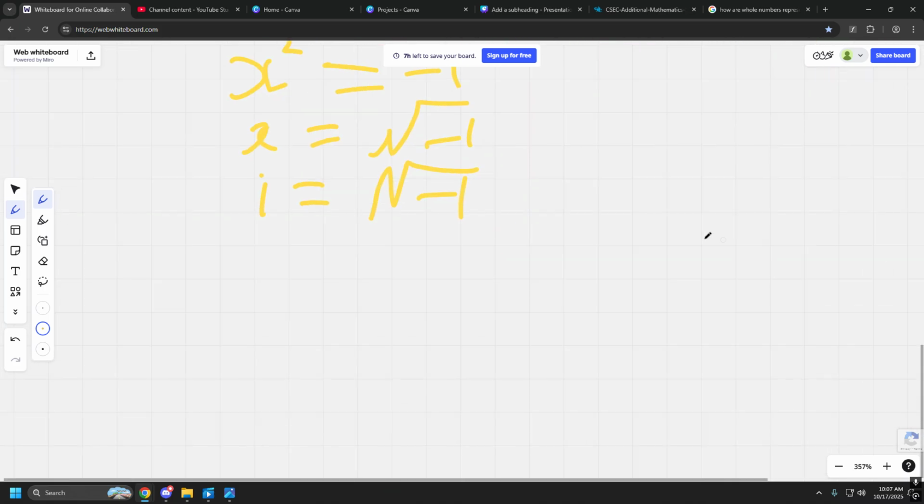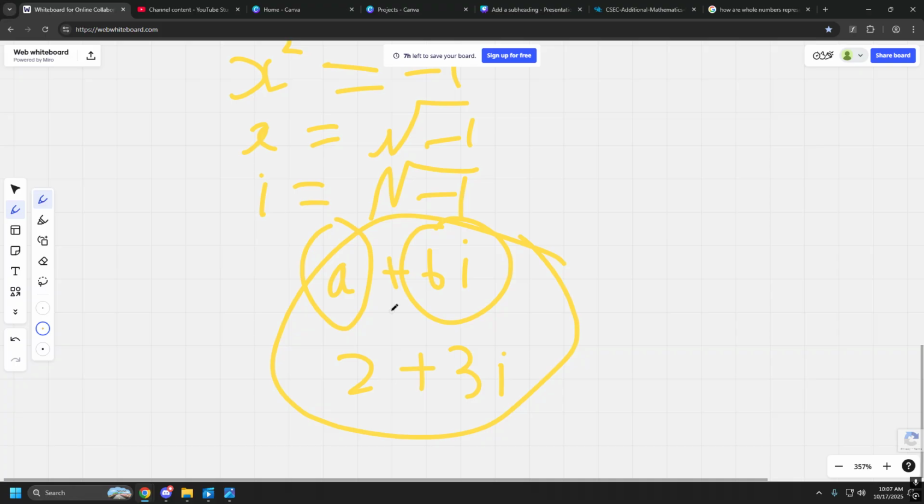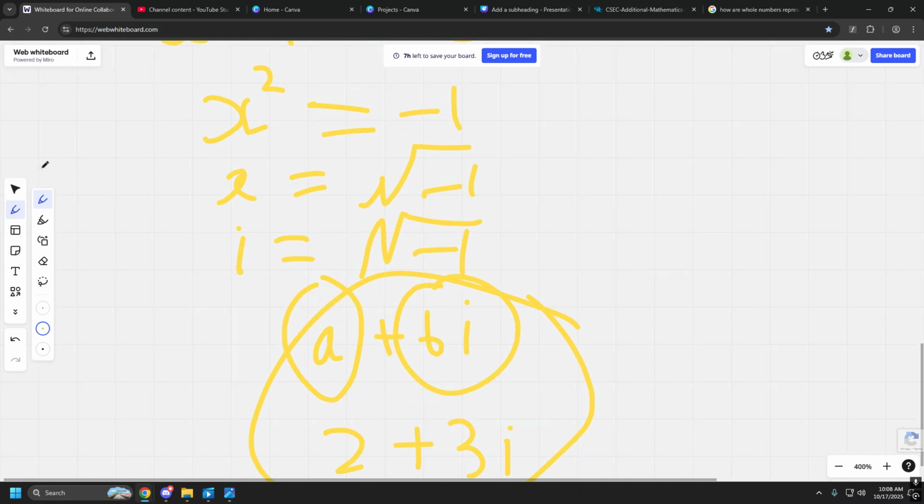Now we can express numbers in the form a plus bi, with i being the imaginary part and a being the real part. For example, 2 plus 3i. This is called a complex number. It consists of both a real and imaginary part. And surprisingly, this opened up entire fields of math, physics, and engineering because there are certain things that you just can't calculate, as seen with the example right here. You cannot find the value of x unless you use imaginary numbers.